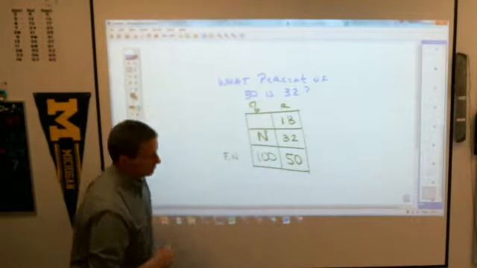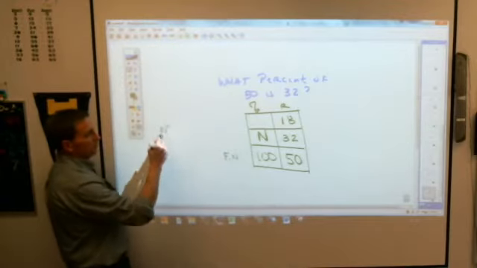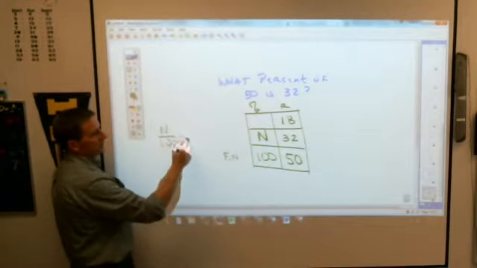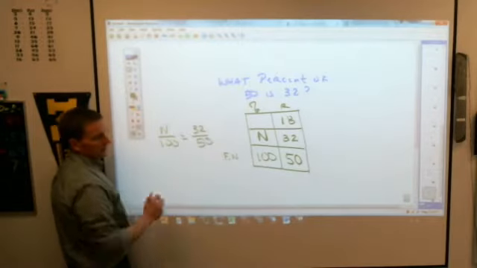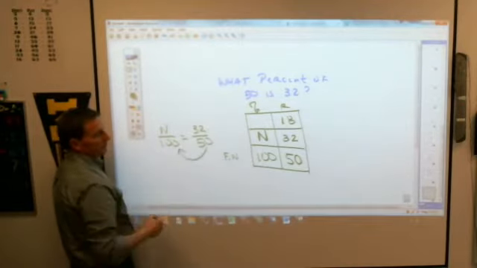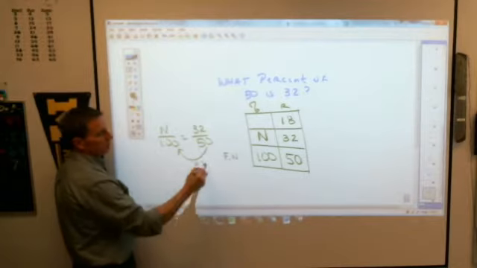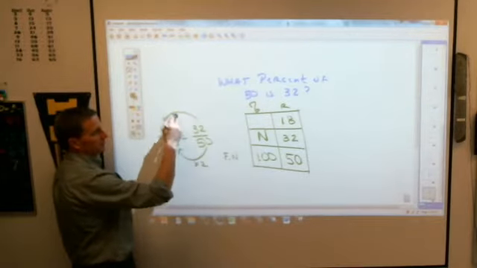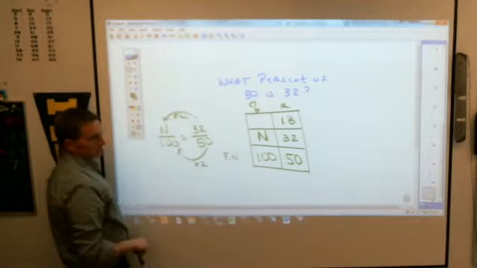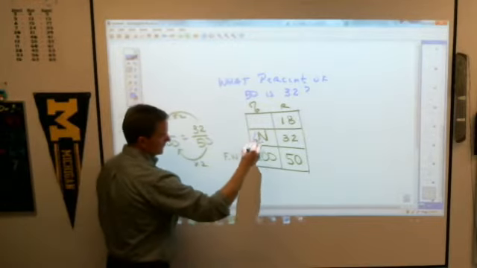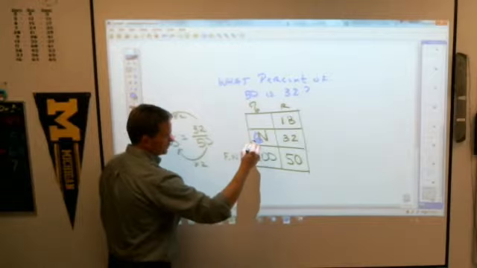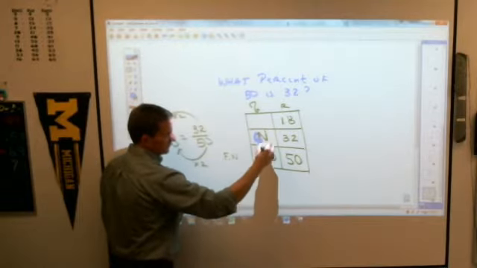So there again, you just have equal fractions. What number over 100 equals 32 over 50? And to go from 50 to 100, I just multiplied by 2. And 32 times 2 is? Anybody? Yes, 64. Emma, did you have a question or are you going to give me an answer? No, you answered.